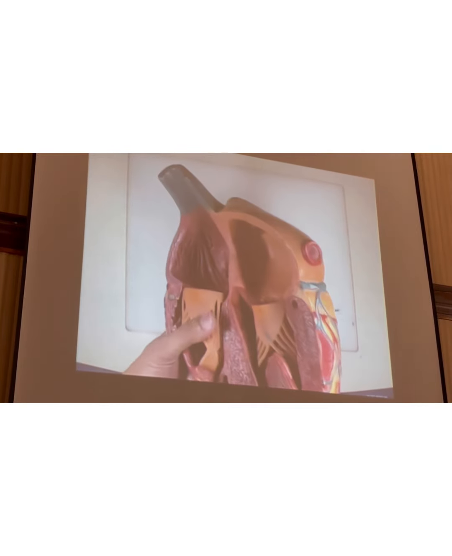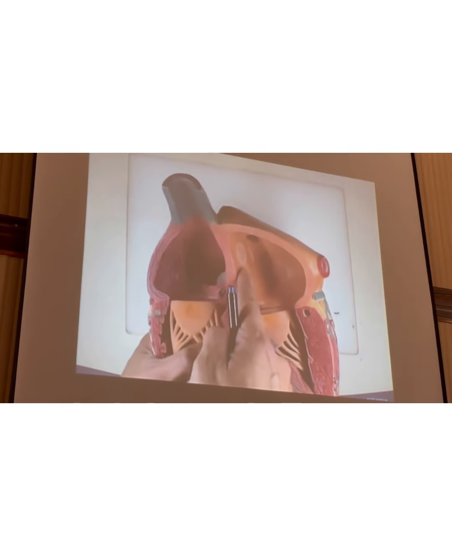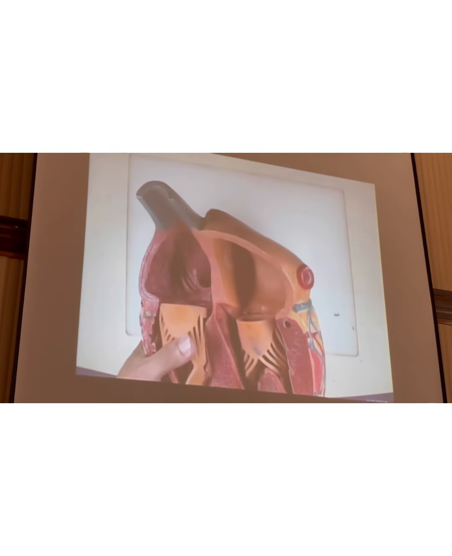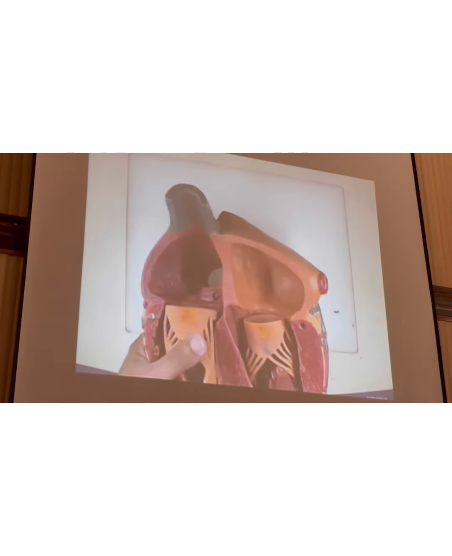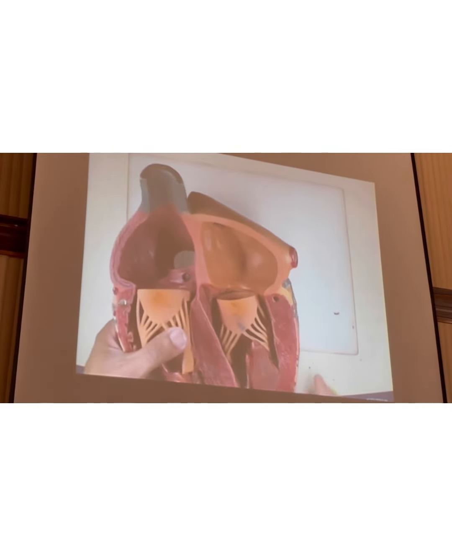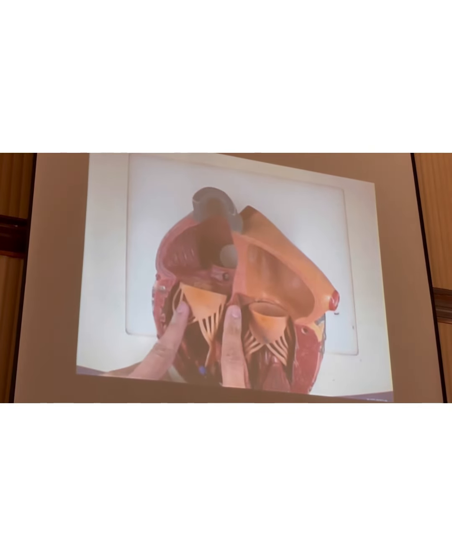If you see here, from the other side, the fossa ovale and annulus ovale are less distinctive. They are less clear on the left atrial side. Clear? So these are the important anatomical landmarks here.